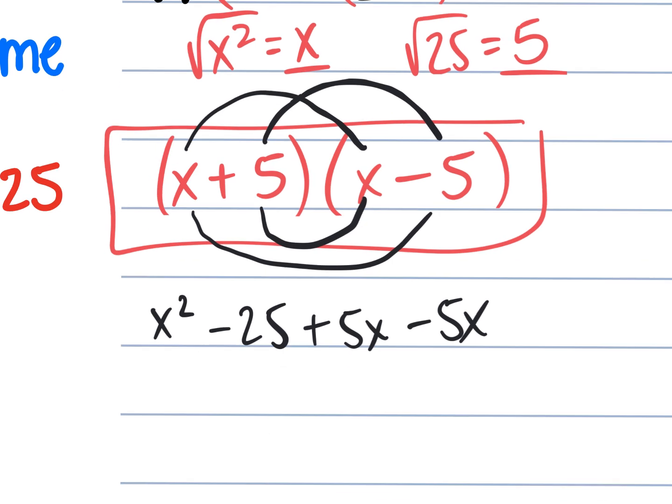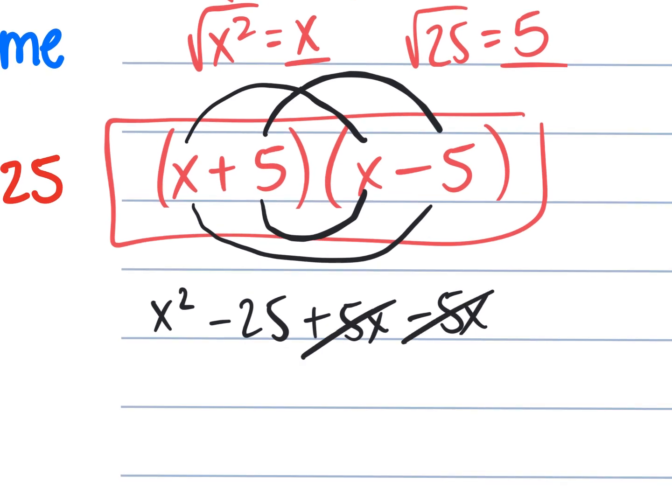And the chin, what happens here? They cancel. Net positive 5x and negative 5x cancel out. Did we end up where we started? Yes, we did.